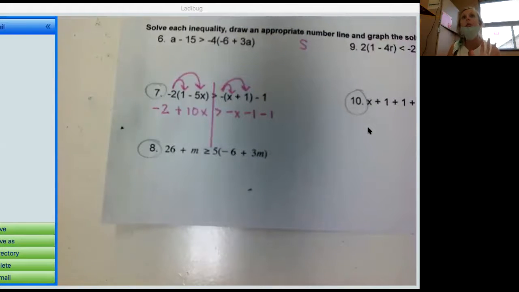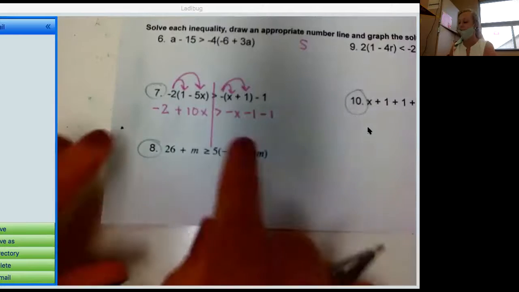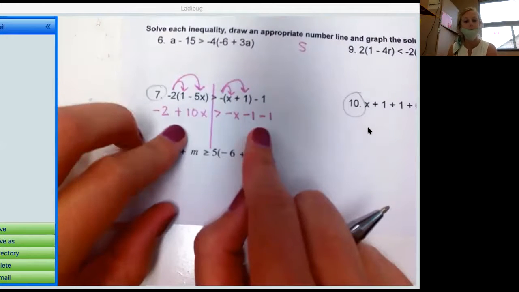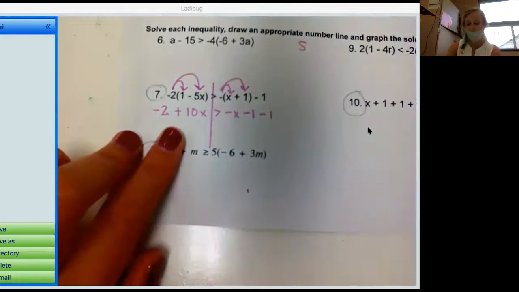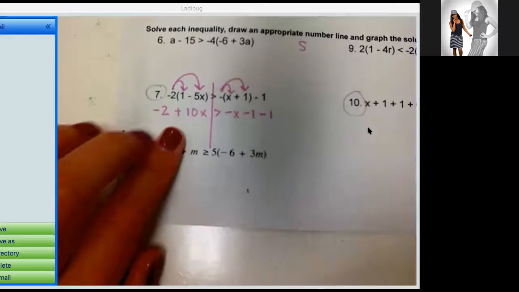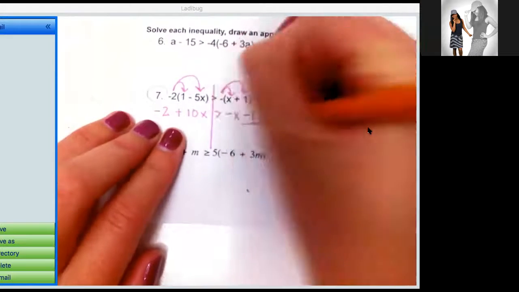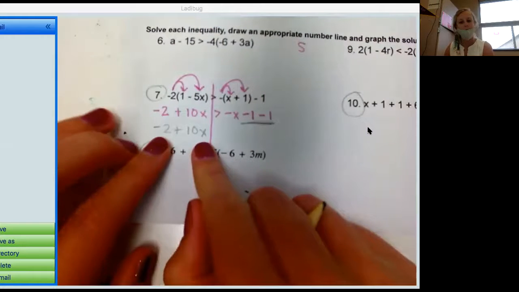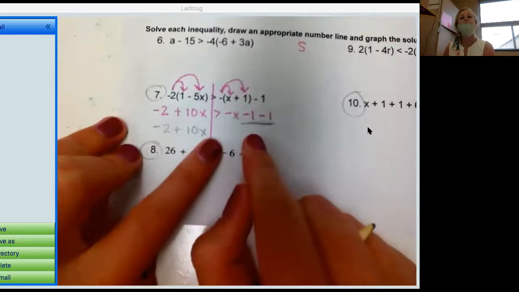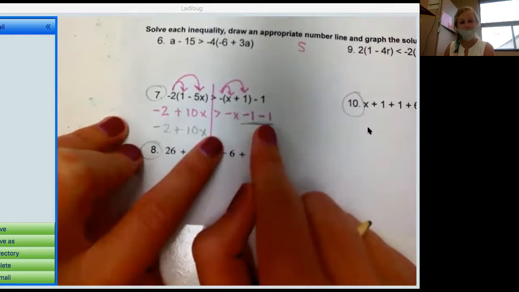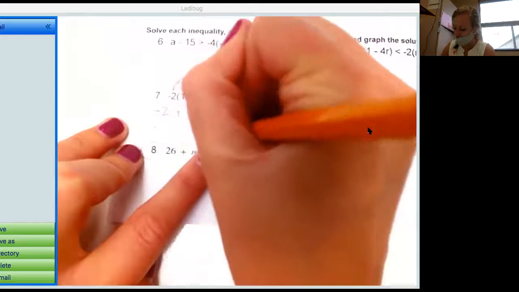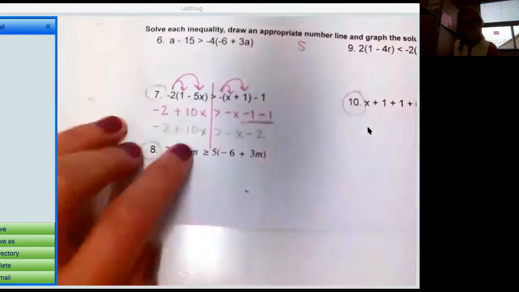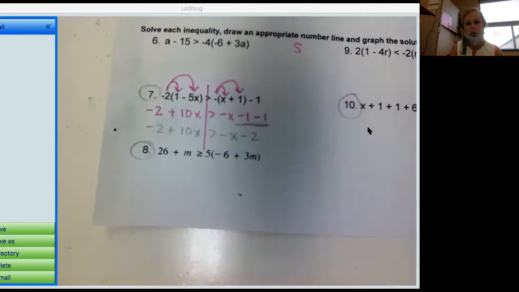Okay, so we're still on the S. We're still simplifying. Is there anything on these sides that we can combine together? Okay, good. Online people and in-class people are on the same thing. So this side you can't because they don't both have an x, right? But on this side, -1 and -1, what does that make? -2. Are y'all okay with that? You checking your sorting? All right.